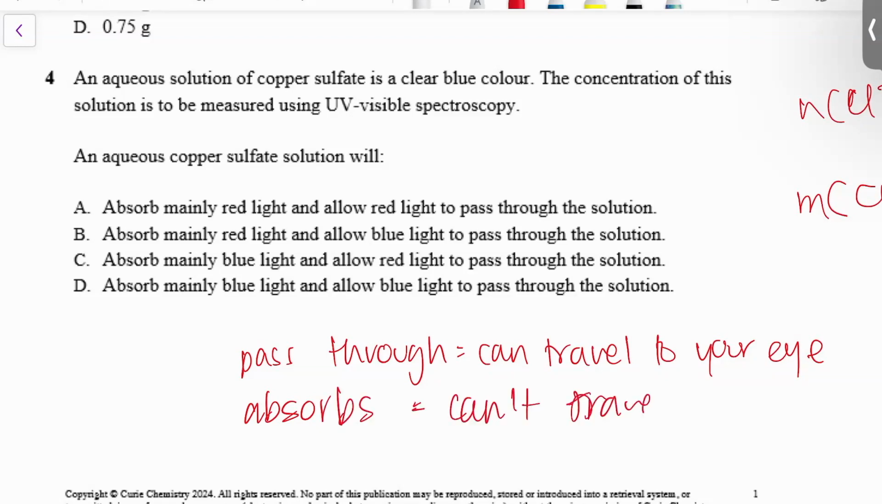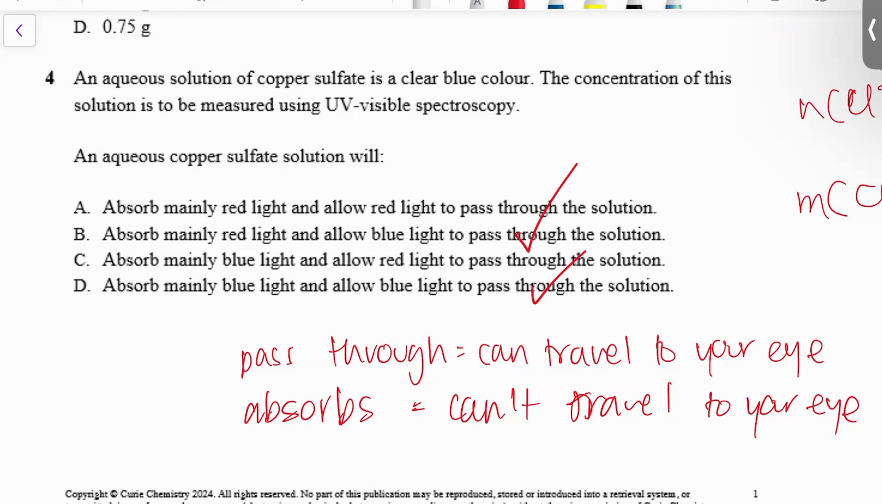Can't travel to your eye. So that's right. If it's a clear blue color, then it's allowing that blue color to pass through the solution, and it will absorb every other color of light, but it absorbs mostly the opposite color that it is on the color wheel. The opposite color, I don't really want to say opposite, it doesn't sound that great.